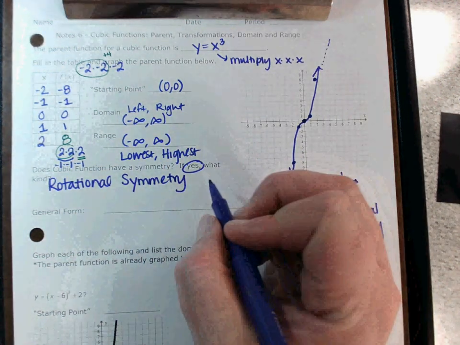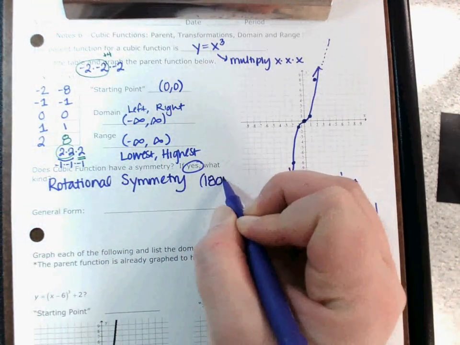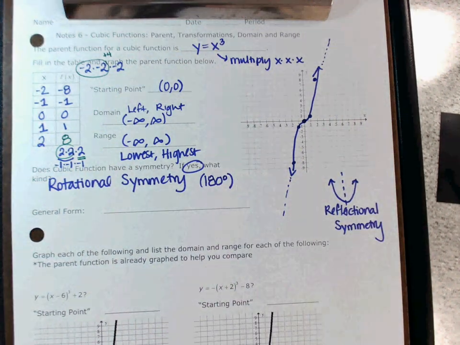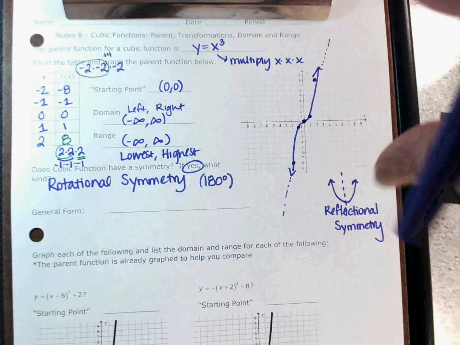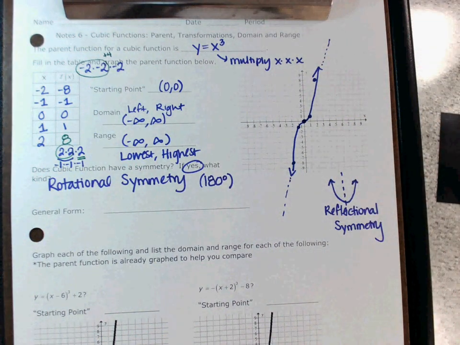Okay, it has a 180-degree rotational symmetry. So basically, if you were to take this little squiggly shape and flip it around, it would look exactly the same. Okay?